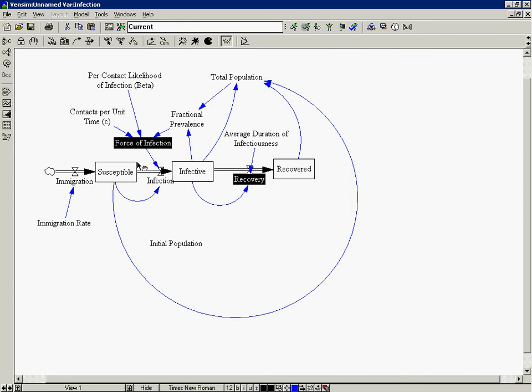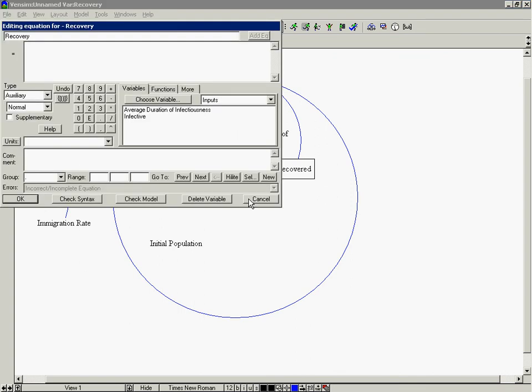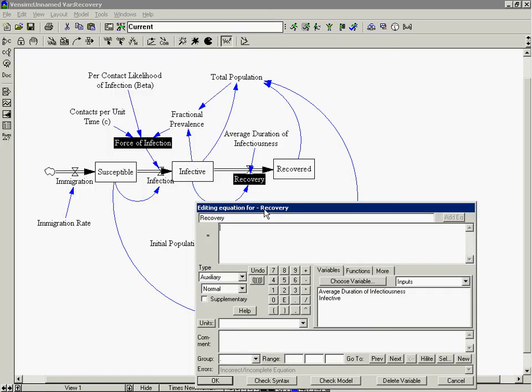Okay, how about for recovery? How about the recovery one? Number of people per month recovering.